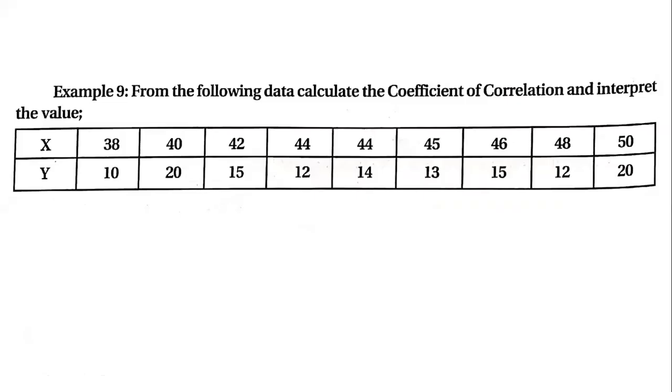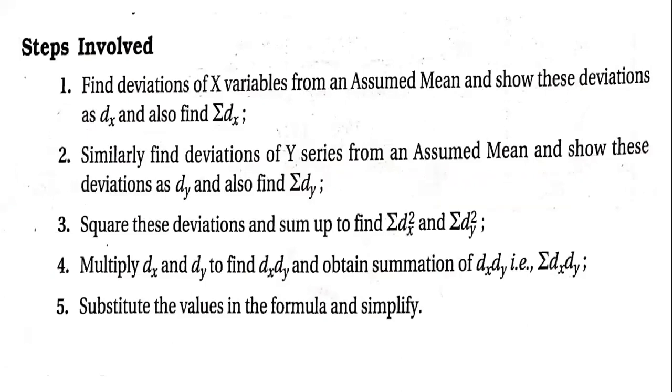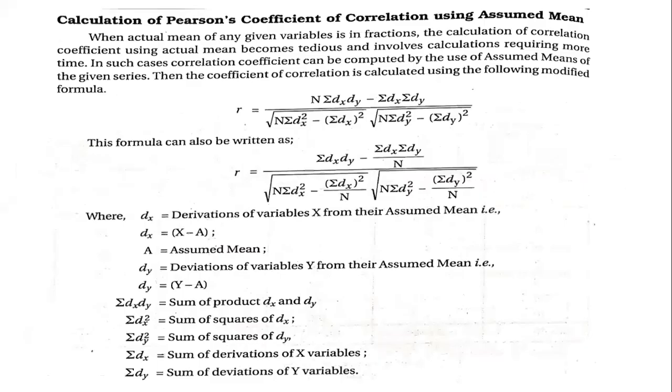So in the previous class we started a new topic, the calculation of Pearson's coefficient of correlation using assumed mean. Here we will be using assumed mean. We use this method whenever the arithmetic mean comes out in fractions, or whenever it has too many decimals, to calculate the coefficient of correlation.